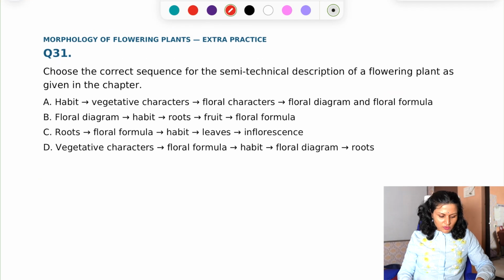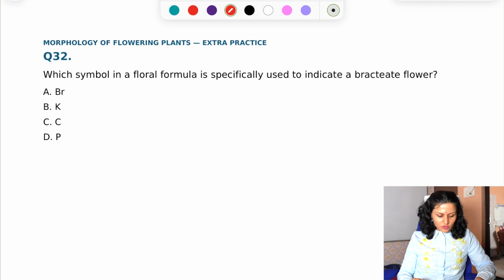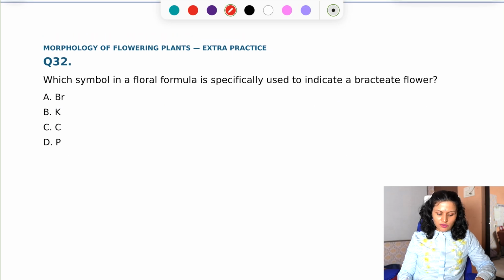Next, question number 31. Choose the correct sequence for the semi-technical description of a flowering plant. First will be habit, vegetative characters, floral diagram, and then floral formula. This will be the correct sequence for the semi-technical description. Question 31, option A will be correct. Question 32: which symbol in a floral formula is especially used to indicate bracteate flower? That will be option A. Question 32, option A will be correct.